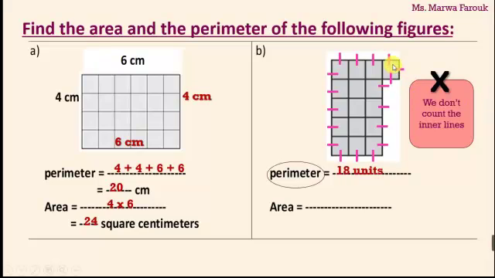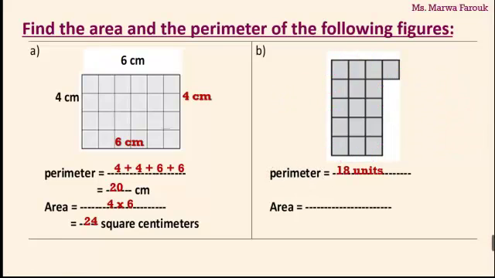Okay, what about the area? Can I use the array here? No, because it's not an array. So I will just count the inner squares. Okay, so let's count it together. 1, 2, 3, 4, 5, 6, 7, 8, 9, 10, 11, 12, 13, 14, 15, 16. So the area here is 16 square units.